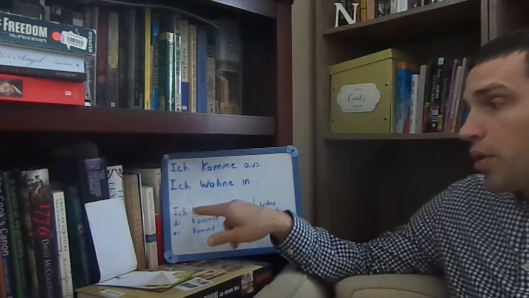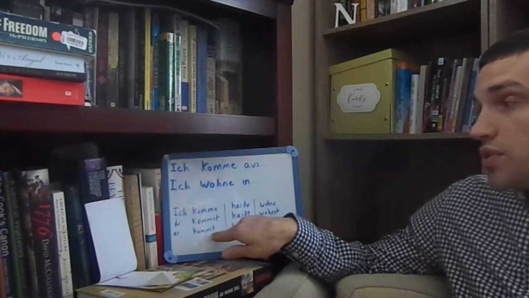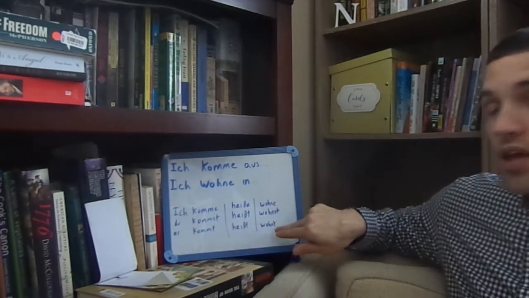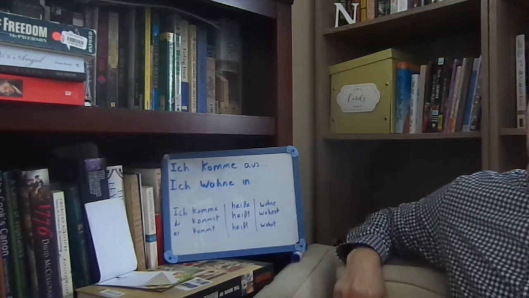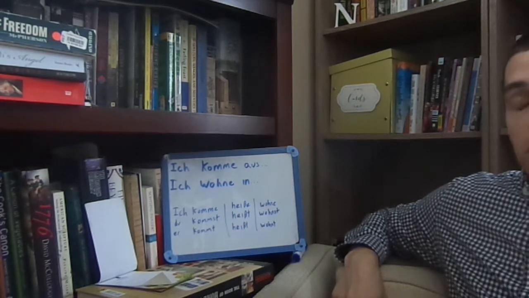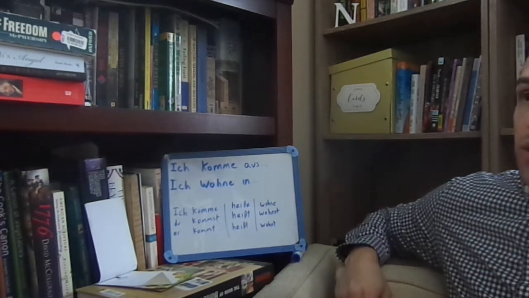We're going to say ich komme. Sometimes you see kommst, sometimes you see kommt. You have the same thing, heiße, heißt, or heißt. Wohne, wohnst, and wohnt. So what you want to do is pay attention. When do you see each one of those forms? And just like English, there's a pattern to it.